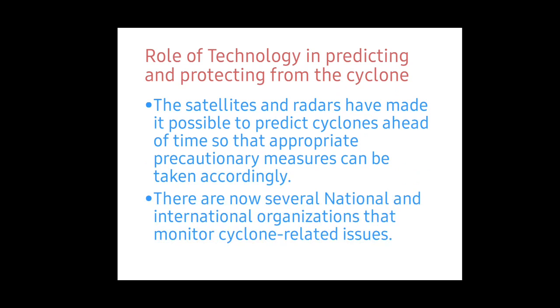And this is an important thing that we have to know, because nowadays we are getting forecasts predicting the weather. How is it possible? How are we saying that within 2 days, or the next day, we will be receiving rainfall, or we will have a cyclone? How are we finding it? The satellites and the radars have made it possible to predict cyclones ahead of time so that appropriate precautionary measures can be taken accordingly. Do you know which satellite is used for it?